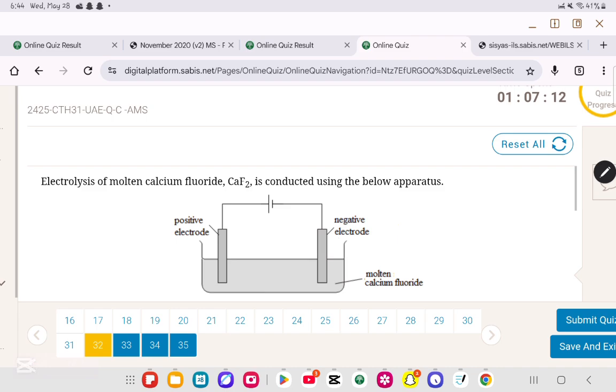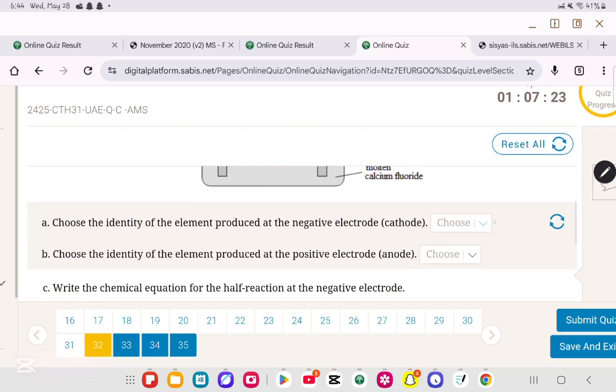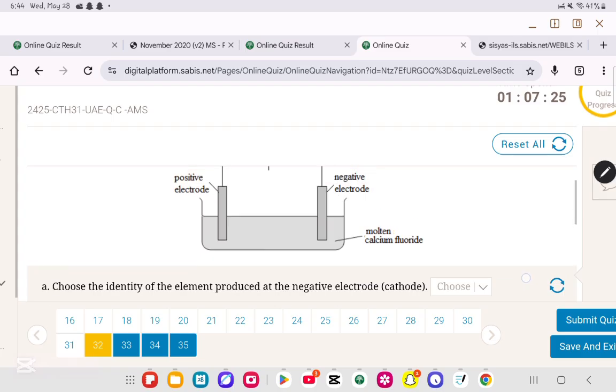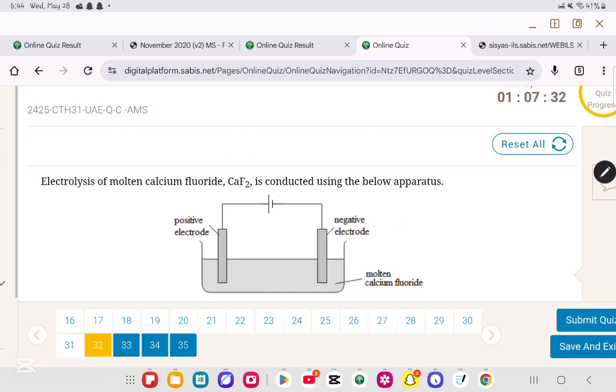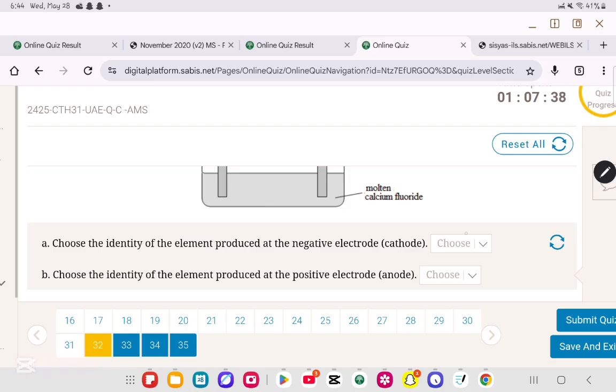We move on to question number 32. What does it say? It says electrolysis of molten calcium fluoride, CaF2, is conducted using the below apparatus. Okay? Choose the identity of the element produced at the negative electrode, the cathode. Now, what happens at the cathode? Usually the cations form. What's the cation in this case? It is Ca2+ and then 2F-. So, the thing that will form at the cathode is the cation, which is Ca.